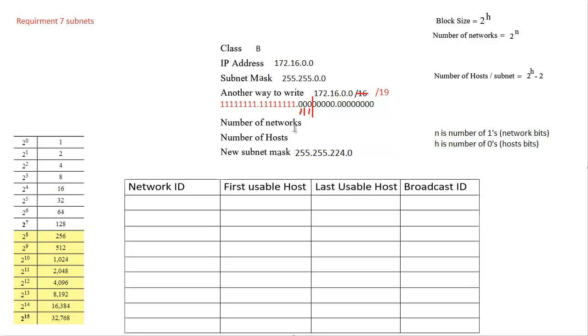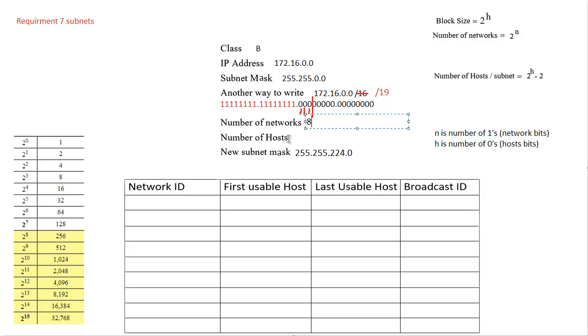The number of networks is equal to 2 to the power n. N is the number of ones, I mean network bits. So how many network bits here? 3 network bits. When we count network bits, we count only from the third octet. So how many ones? 3 ones. So 2 to the power 3, and 2 to the power 3 is equal to 8. So we have a total of 8 subnets.